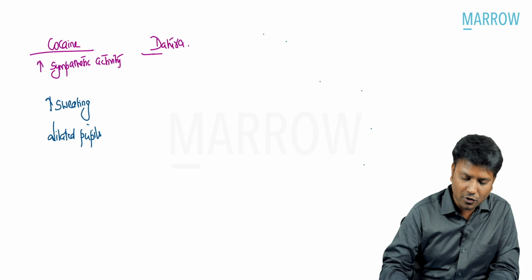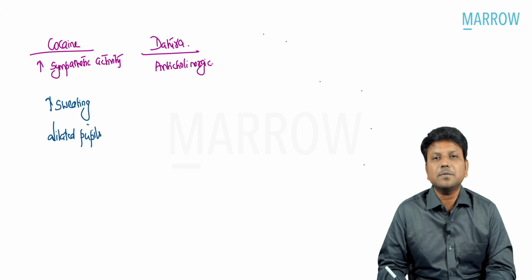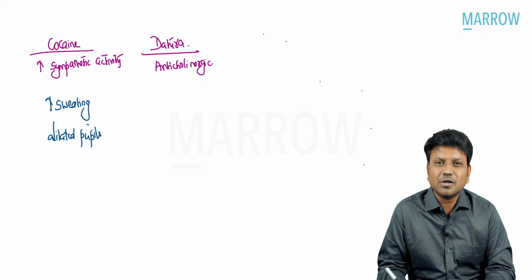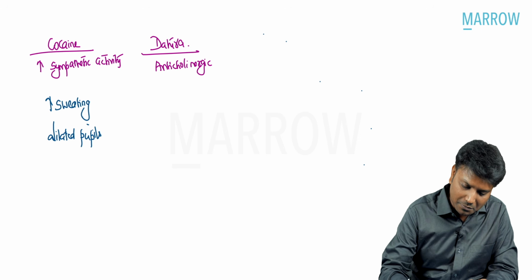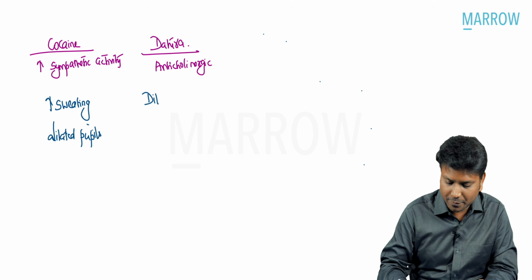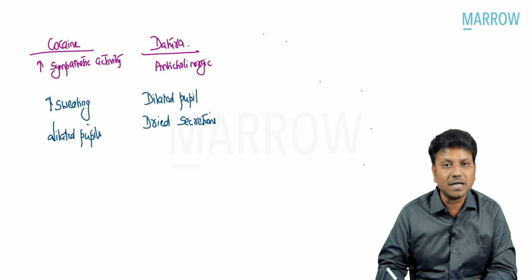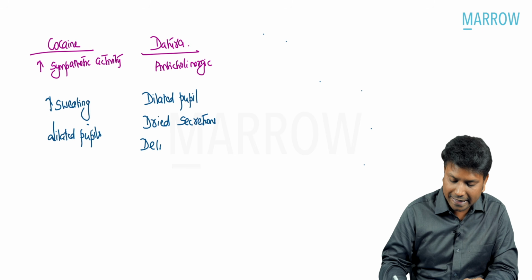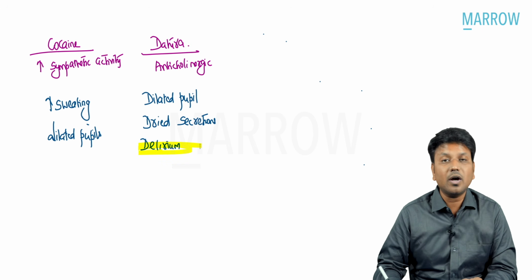Datura is cholinergic or anticholinergic? Remember, it is anticholinergic. When datura causes anticholinergic symptoms, remember it produces all the Ds. We have 8 Ds that we have discussed in the regular videos, but here we can remember it produces dilated pupil, dried secretions, dry mouth, dry skin, all the things are dry. And it also causes delirium.